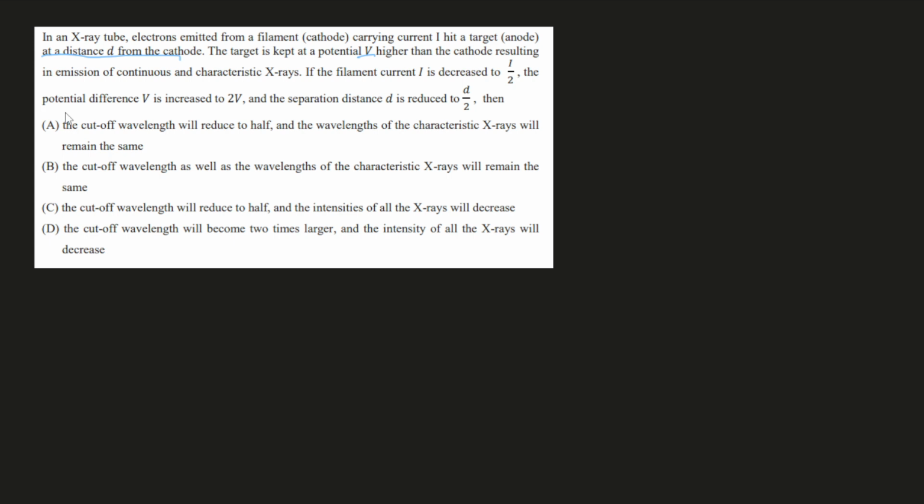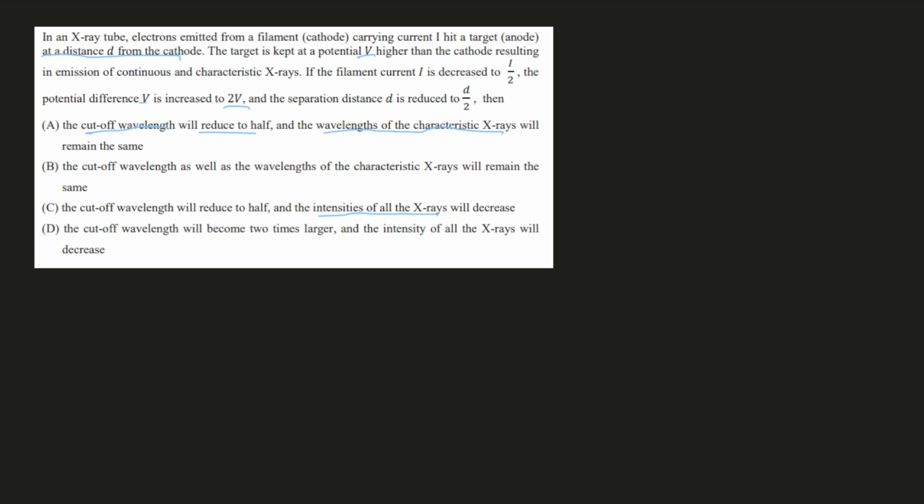If the filament current I is decreased to I by 2, the potential difference V is increased to 2V, and the separation d is reduced to d by 2. Then, it talks about the cutoff wavelength, whether it reduces to half or not, the wavelength of the characteristic X-rays, what happens to them, and then about the intensity of all the X-rays. So let's think about it for a moment.